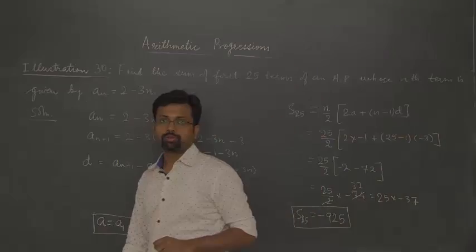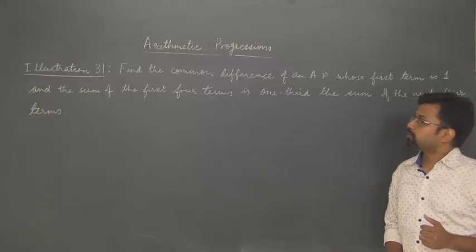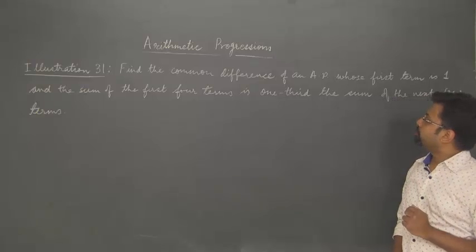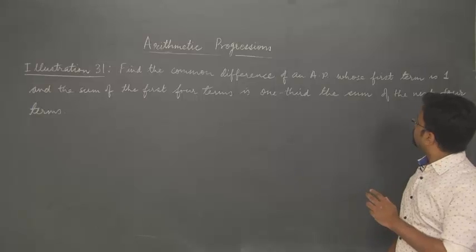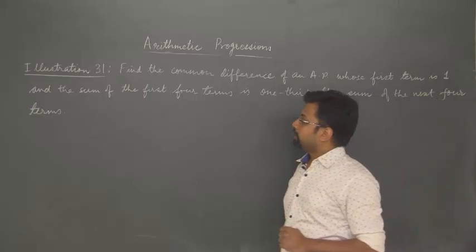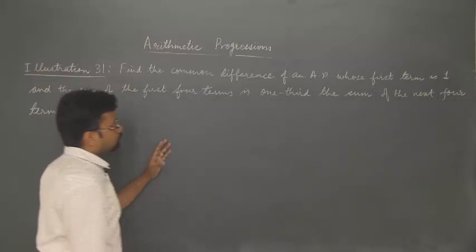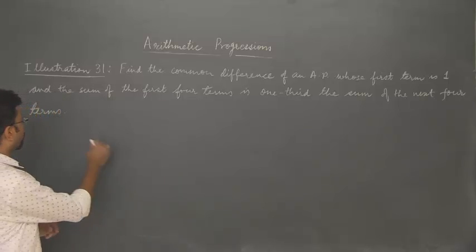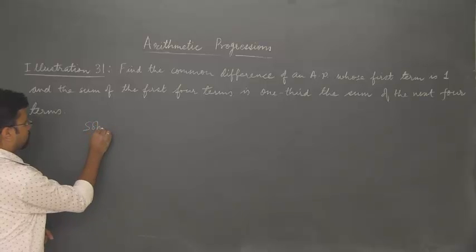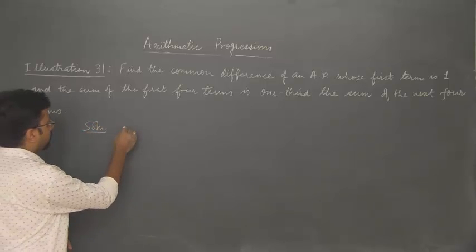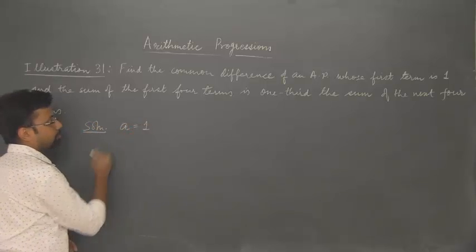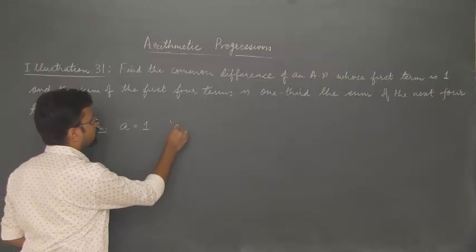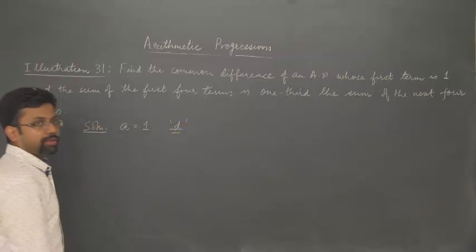Now let's get into another question. Now let's see this question. What does it say? It says find the common difference of an AP whose first term is given to be 1 and the sum of first 4 terms is 1/3 the sum of the next 4 terms. So what do we have in this question? We have a equal to 1. It's given, right? We have to calculate the value of d. The common difference we have to calculate.